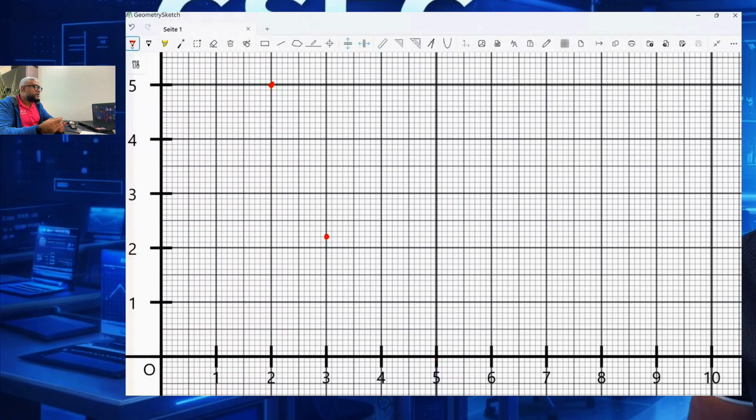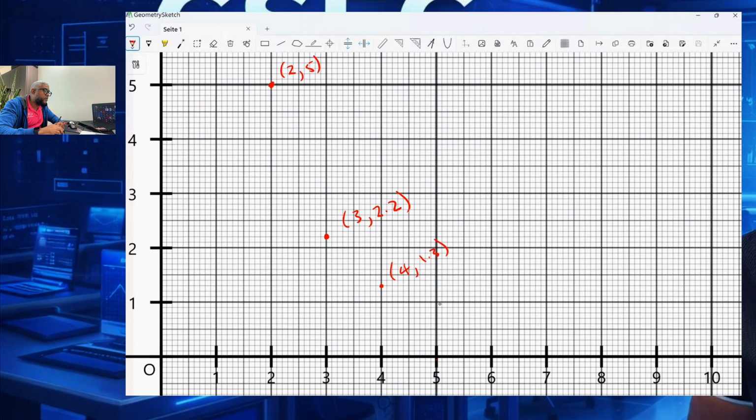Okay, so we have some coordinates we have to plot here, right? So this first one was what? I just put in the coordinates of the point. You don't need to do this, right? This one was 2, comma 5. This one was 3, comma 2.2. What will the next one be? 4, comma 1.3. So you're going 1.1, 1.2, 1.3. So this will be 4, comma 1.3.